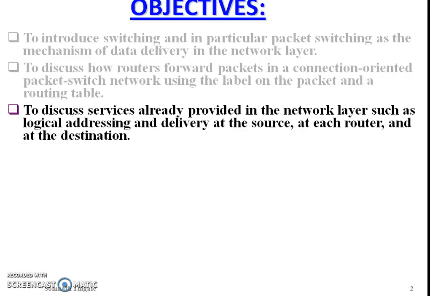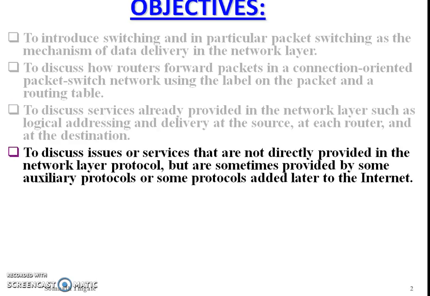We'll try to understand the services already provided in the network layer, like logical addressing, and delivery at the source, at each router, and at the destinations. Then we'll try to cover issues or services that are not directly provided in the network layer protocol but are sometimes provided by some auxiliary protocols, or protocols that were added later on to the internet services.